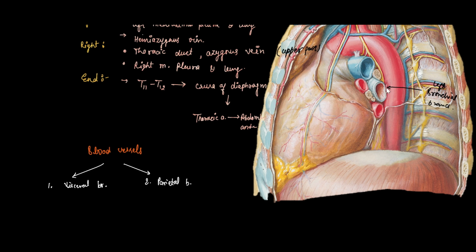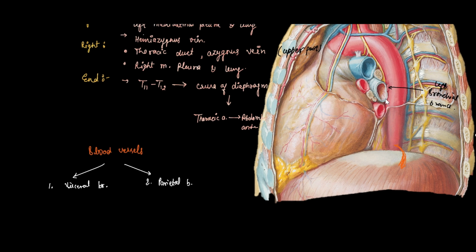Okay, the second one comes the pericardial branches, which go to the pericardium but are not shown clearly in this picture. So another one is the pericardial branches. Okay, and the third one here is the mediastinal branches.